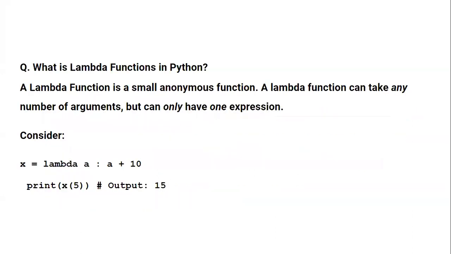What is a lambda function in Python? A lambda function is a small anonymous function. A lambda function can take any number of arguments but can have only one expression. Consider x = lambda a: a + 10. print(x(5)) gives the output 15. A lambda function is used here for addition purposes.